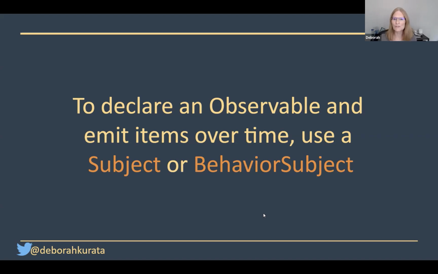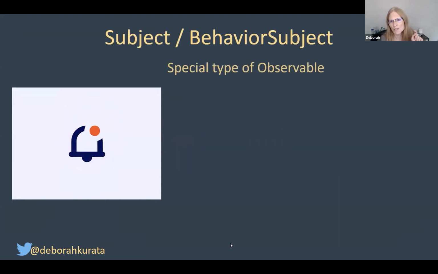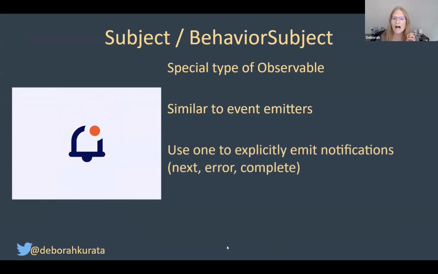To declare an observable that we can emit items into over time, we use a subject or behavior subject or another kind of subject. These are the two we're going to talk about. A subject lets us create an observable that we can then emit values into. So you can think of a subject or behavior subject as a special type of observable that is similar to an event emitter. Unlike an event emitter, though, a subject and behavior subject can only emit three kinds of notifications.